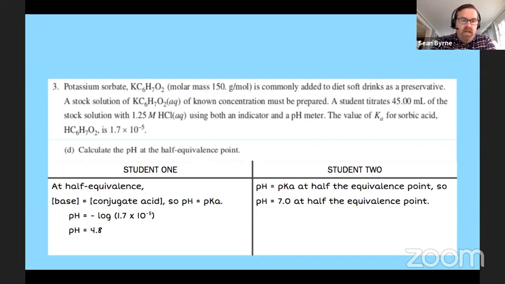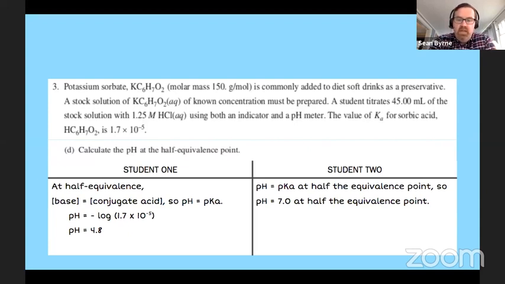Student 1 said that at half equivalence, the concentration of base is equal to the concentration of the acid, so the pH is equal to the pKa. Then just plug the pKa into the expression. pX of anything is the negative log of it, so just calculate it or plug it in over there.